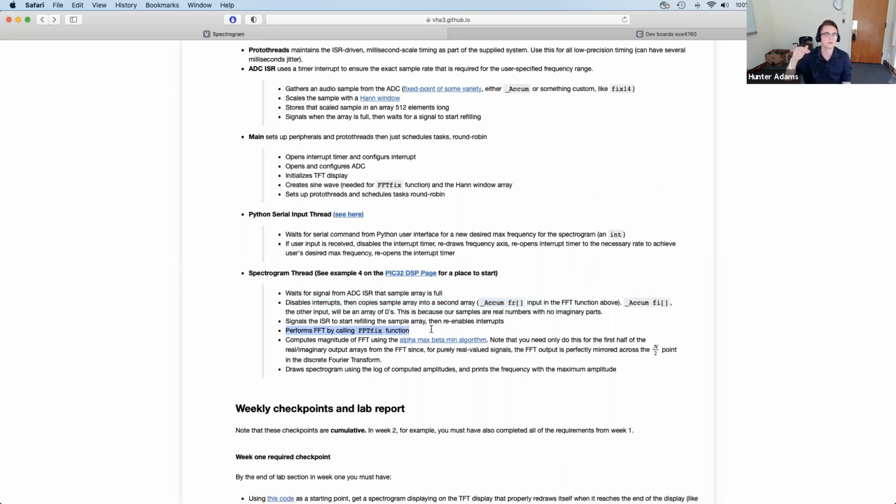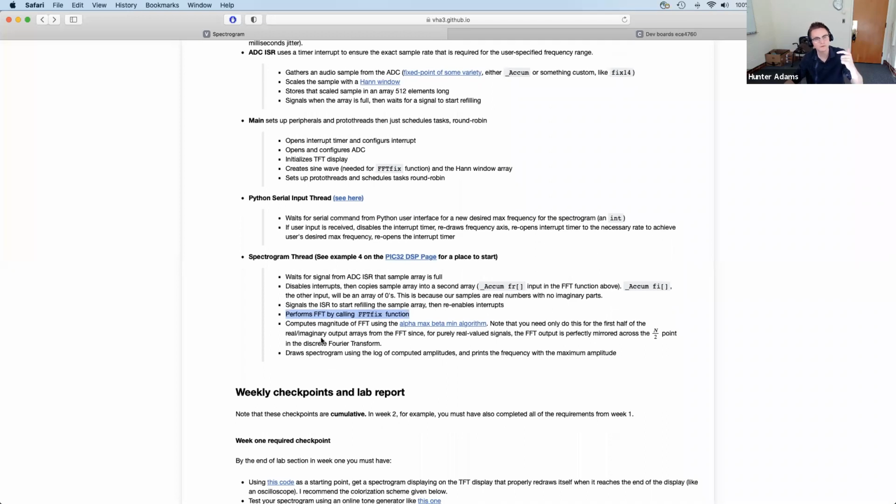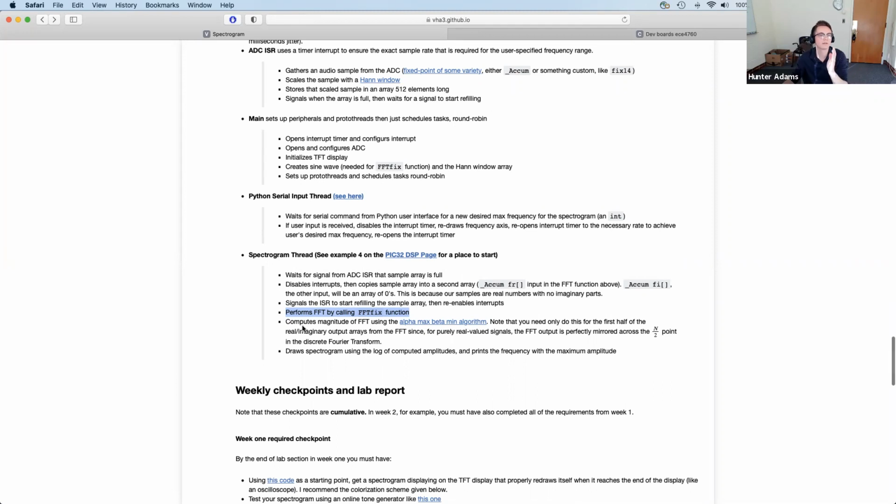So it sits and waits for that array of samples to be full. When it gets the signal from the interrupt service routine that there's a full array of samples, it copies it into a local array, signals to the ISR to start filling up that old array again so that you're not wasting time, and then passes the array of samples to the FFT. The FFT will do the FFT on that array of samples, and the output will be two arrays, the real and the imaginary components of the output of the FFT. You'll compute the magnitude of those complex outputs, and you'll plot them on your spectrogram.